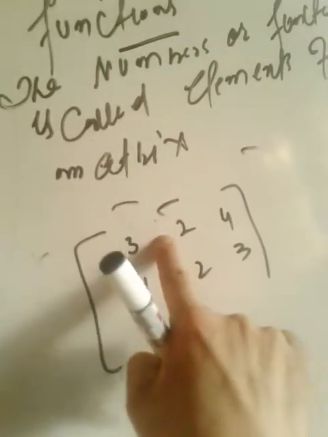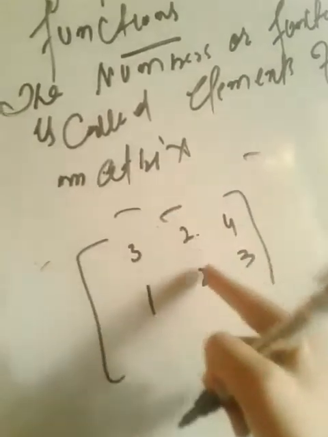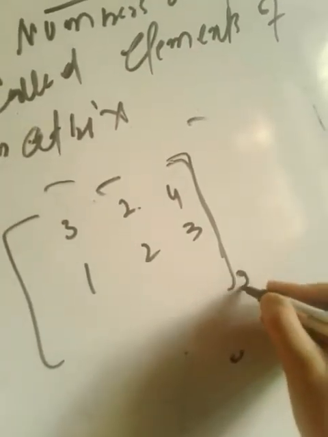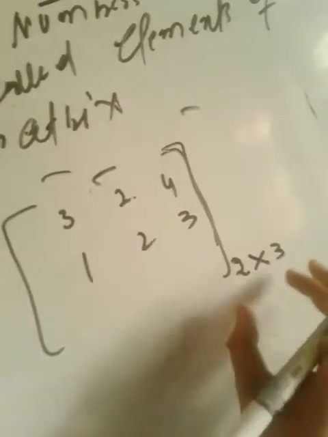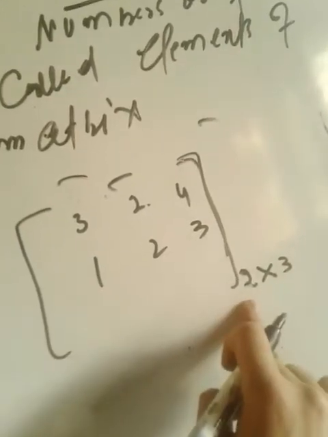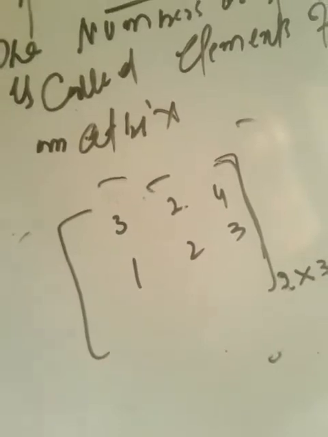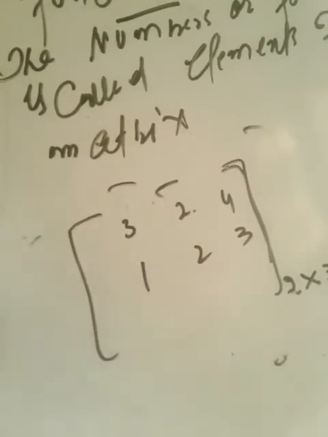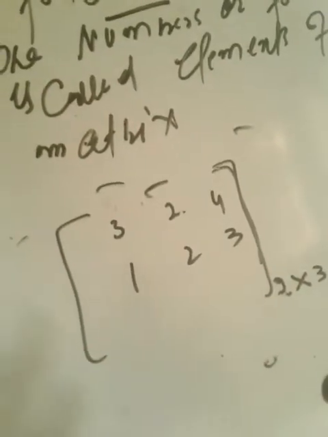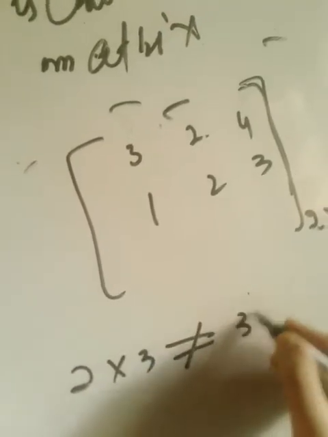How many rows are here? It is 1, 2. How many columns? 1, 2, 3. So we write it here in the suffix, 2 by 3, and it is read as 2 by 3 matrix. What does this represent? It represents 2 rows and 3 columns. And remember one thing: while giving the order to any matrix, you have to count the rows first. A 2 by 3 matrix is different from 3 by 2.